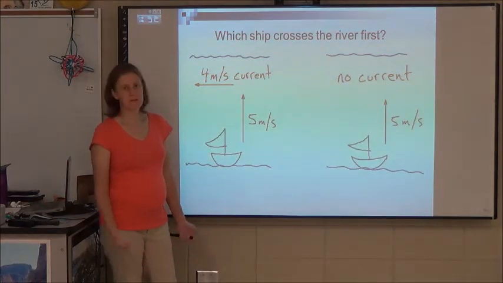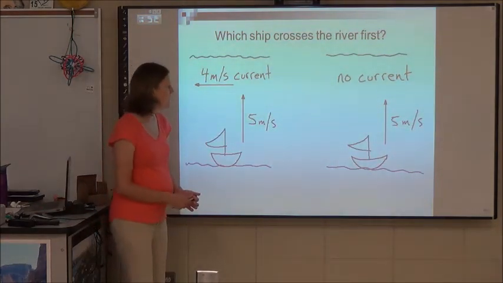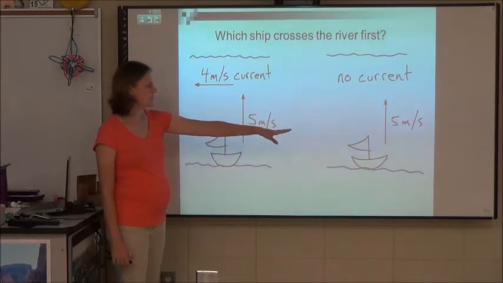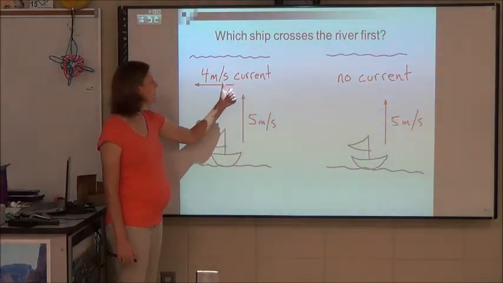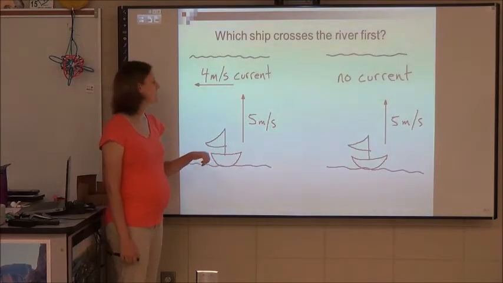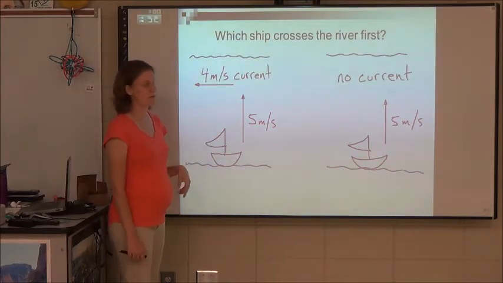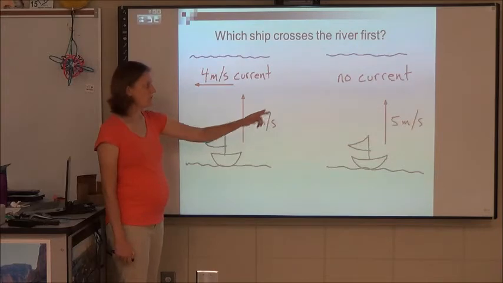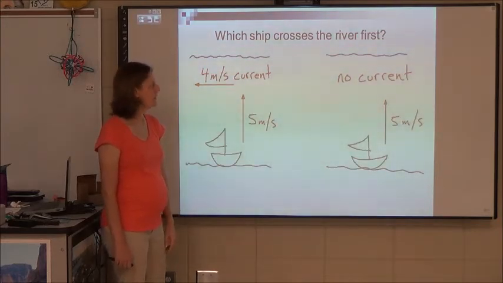So which ship crosses the river first? Both are going 5 meters per second across the river, but this boat on the left has a current pulling it west at 4 meters per second. No current on the other side.